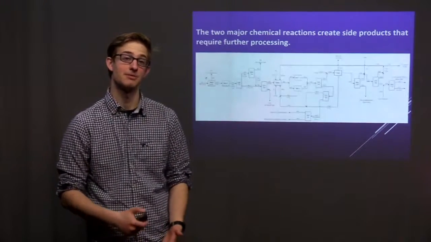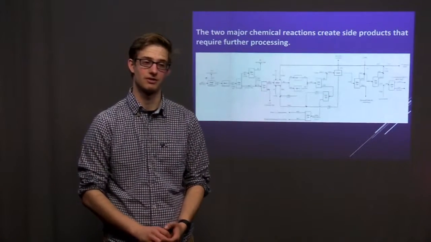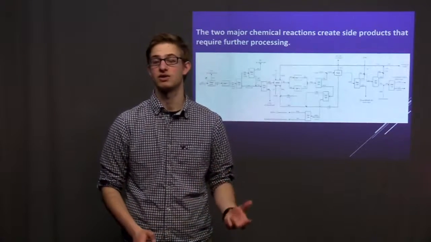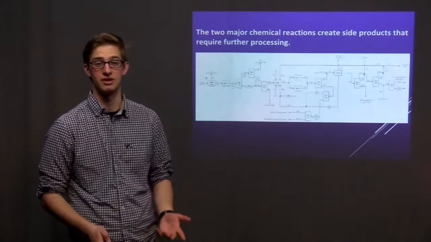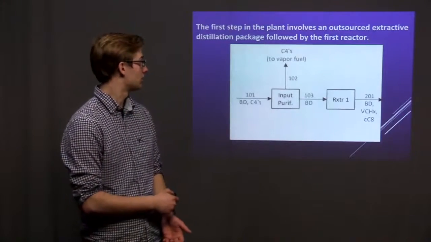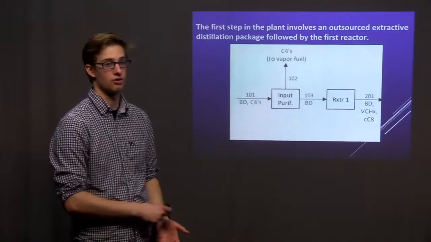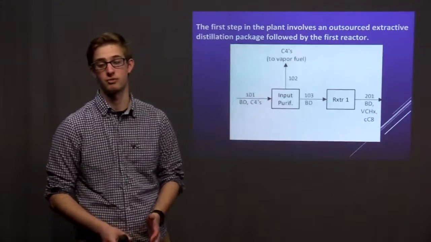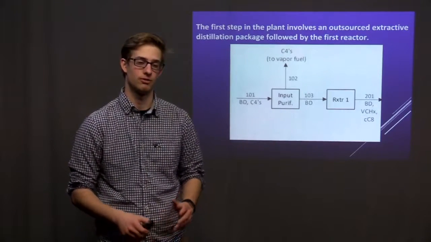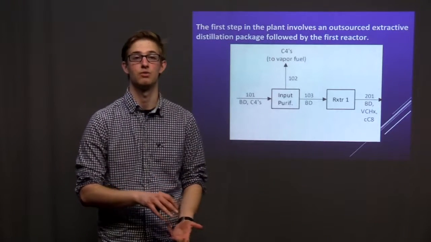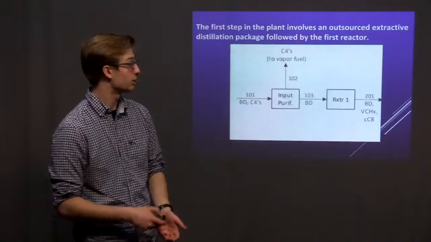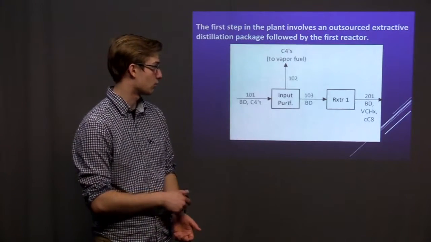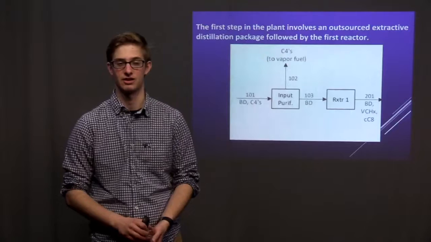Thank you, Laura. My name is Aaron, and I'm going to be talking about the generic schematic for our plant. All those side products that are made in those two reactions have to be dealt with, and the main way we deal with them in our plant is through distillation. So, our first extractive distillation column is actually being outsourced from another company to deal with all the C4s in the feed that we do not want. This is basically everything except for 1,3-butadiene. The 1,3-butadiene is then sent into reactor 1, where it is turned into the vinyl cyclohexene.